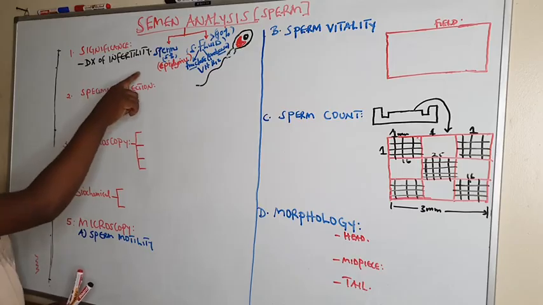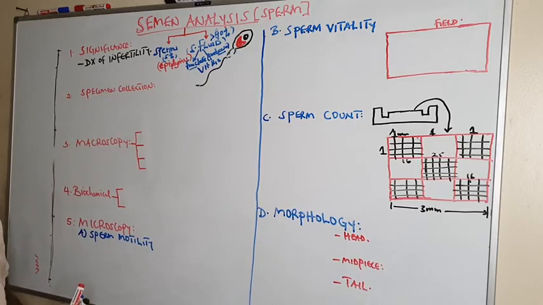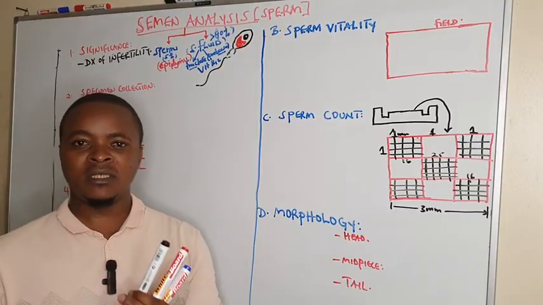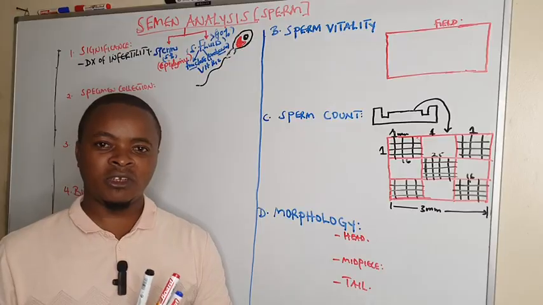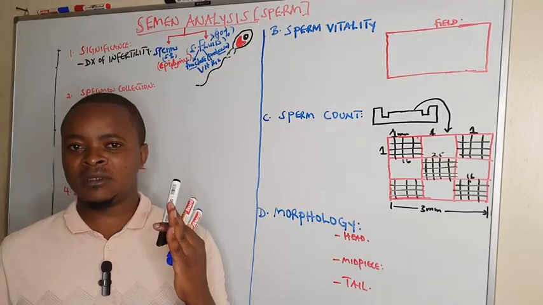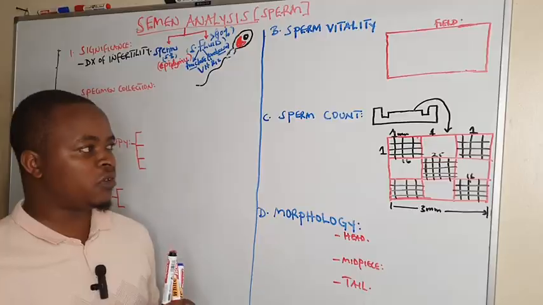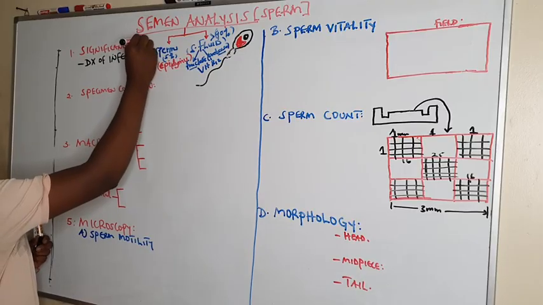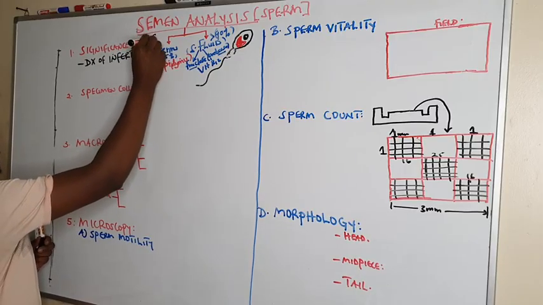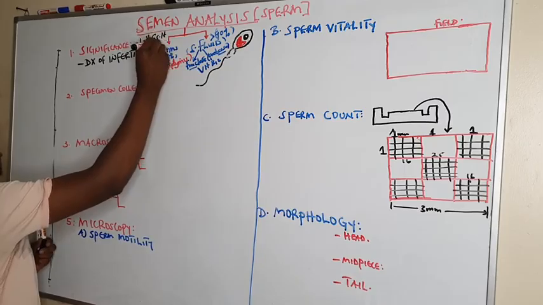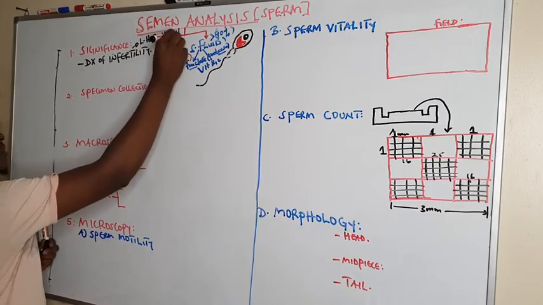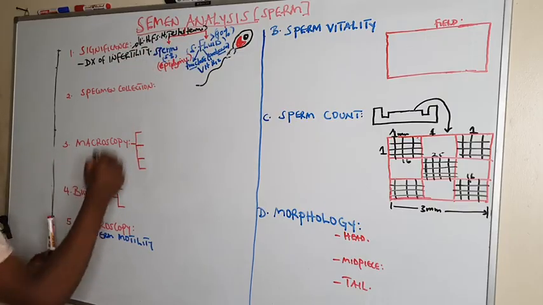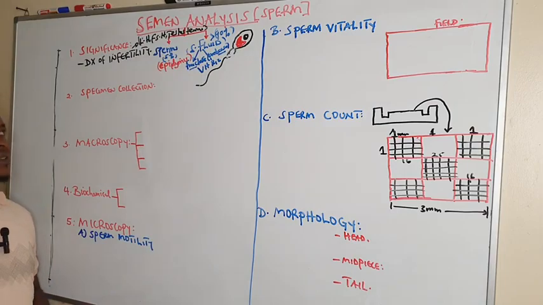And this semen analysis to rule out infertility is done alongside other tests like luteinizing hormone, follicle stimulating hormone, and testosterone. So under endocrinology, we also have to do other hormones like luteinizing hormone, follicle stimulating hormone, and testosterone. These should be done to accompany the semen analysis.